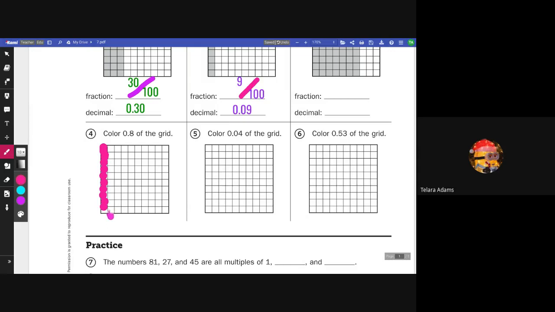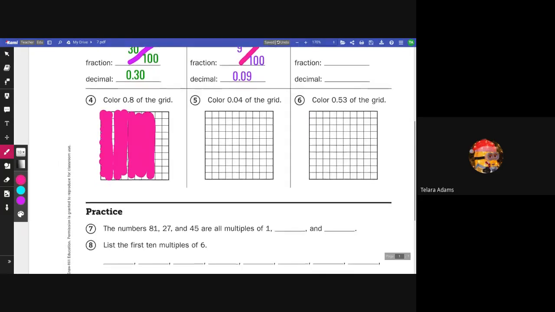For this example, I'm going to color 8 tenths. There's 2 tenths, 3 groups of 10 or 3 tenths, 4, 5, 6, 7, and 8. 8 tenths are colored. All right, guys, go ahead and continue with 5 and 6. Pause this video to continue on your own. You're going to color 4 hundredths of the grid for number 5. For number 6, 53 hundredths of the grid.